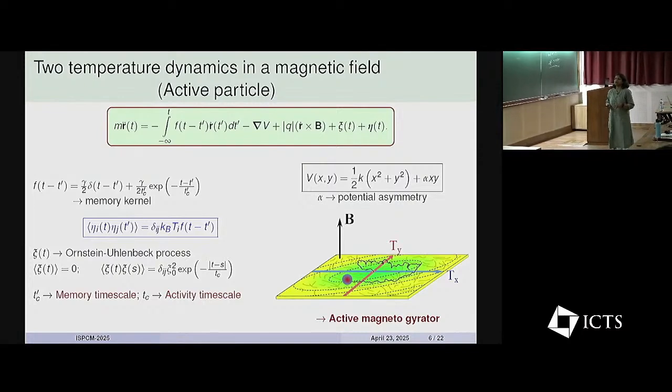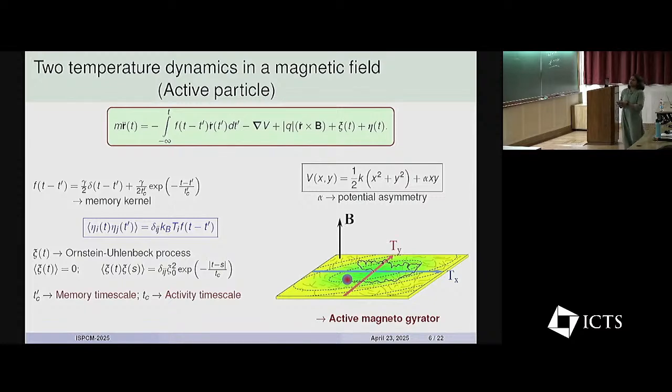So for that, in our work, we investigated the two-dimensional motion of an inertial charged active Ornstein-Uhlenbeck particle, which is confined by a two-dimensional asymmetric harmonic potential, which takes this form with alpha as the potential asymmetry. A magnetic field is applied in a direction perpendicular to the plane of the motion. Further, the whole system is coupled with two heat baths kept at two different temperatures, Tx and Ty, along the orthogonal directions, and the whole system is again subjected to a viscoelastic environment.